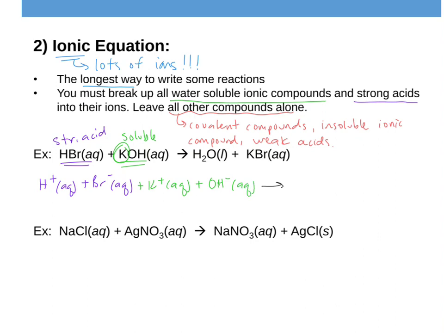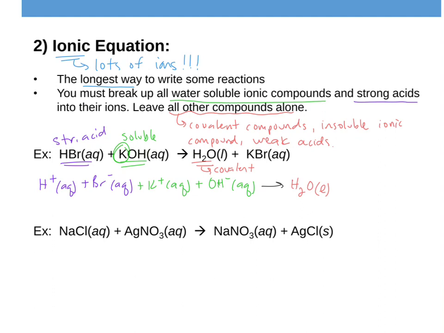So I've broken up all of those because both of those species, the HBr and the KOH, were water soluble. They break up in water. I have to draw the ions. Now I go to the second part here. Now I have water, but water is just a covalent compound. So I'm not going to break up water. I'm going to leave water alone. It's not an ionic compound. It's not a strong acid. I'm just going to leave it alone.